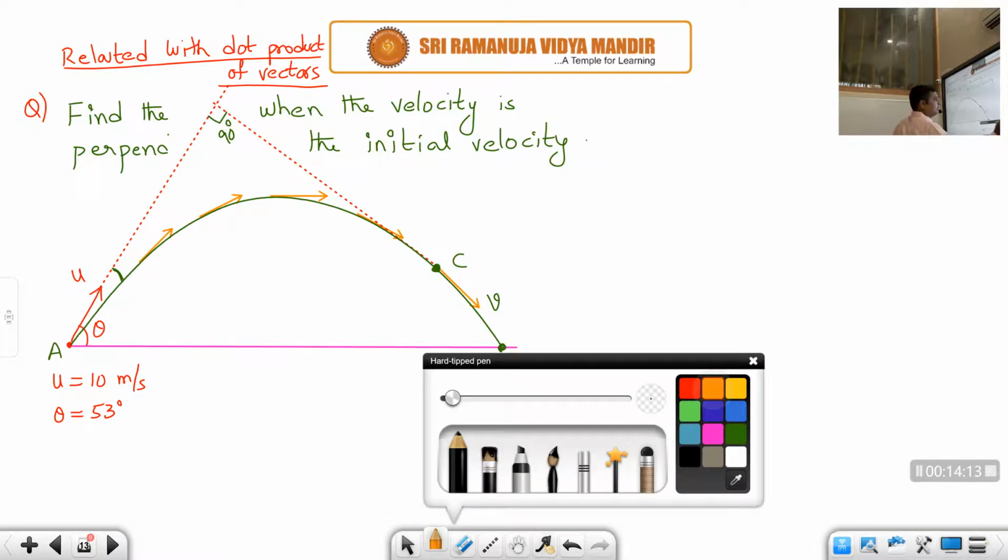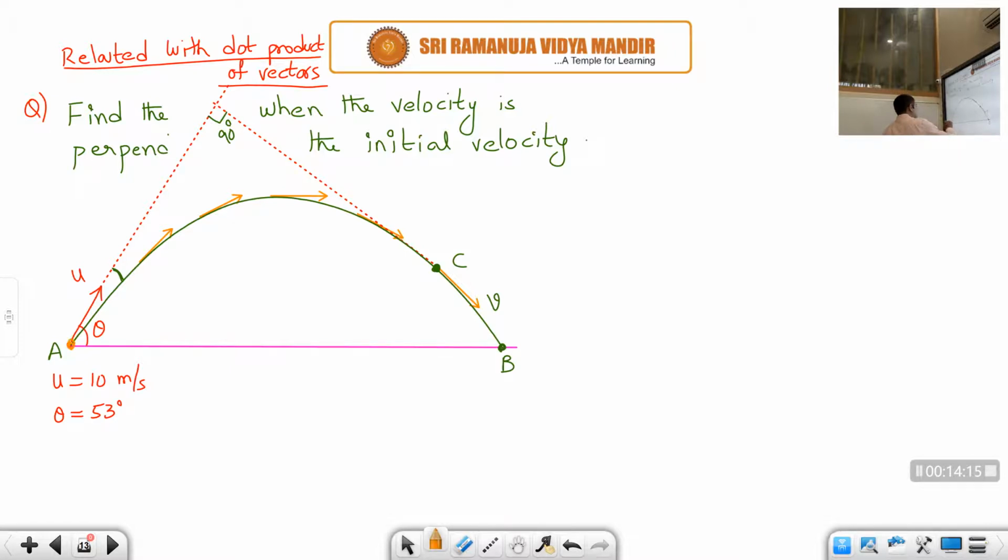So that means now we have to find out the time taken for the ball to go from A to point C. That is our aim. I am darkening this one. So point A to C. How much time the projectile will take for this path, that is our aim. Okay, students, I hope you are clear. So now how to solve?